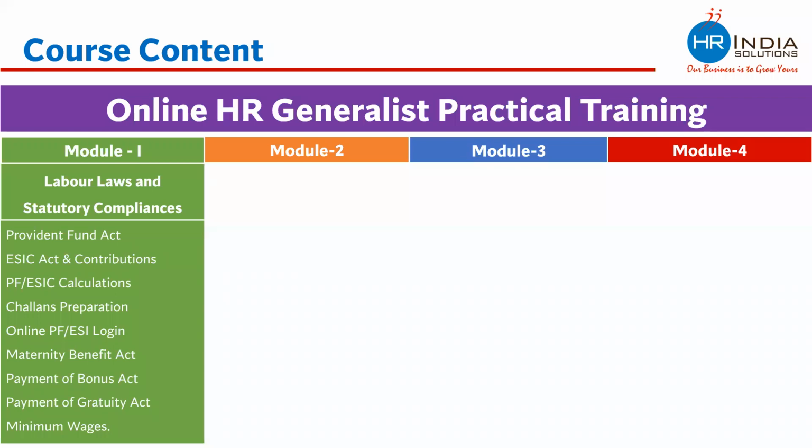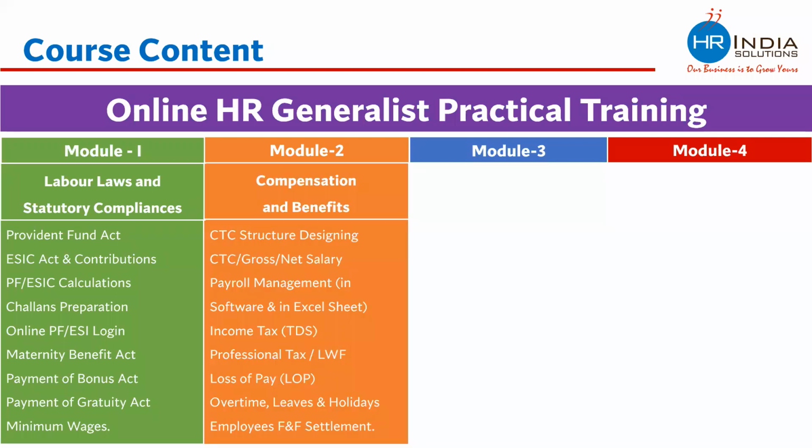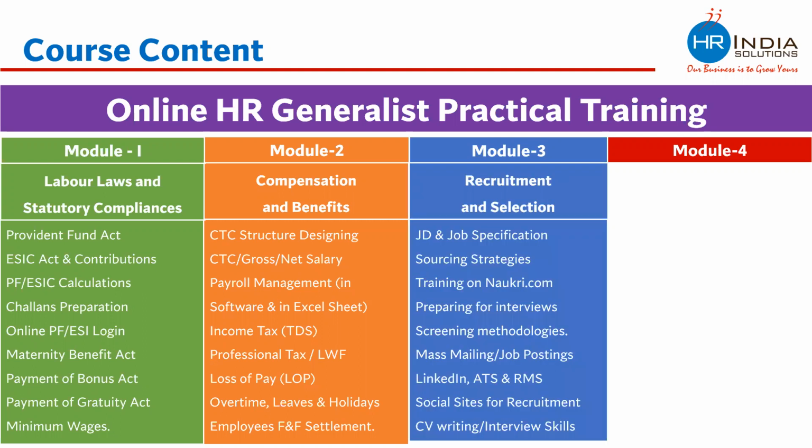The second module under our HR Generalist Practical Training program is compensation and benefits, which is all about how the CTC annexure or package is designed, and how the salary breakup formation is done. We teach payroll on payroll software, and we also teach how payroll can be managed in an Excel sheet. The other important things we learn under this module are income tax, professional tax, labor welfare fund, loss of pay, overtime, leaves and holidays, and finally we see how employees' full and final settlements are done at the time of leaving.